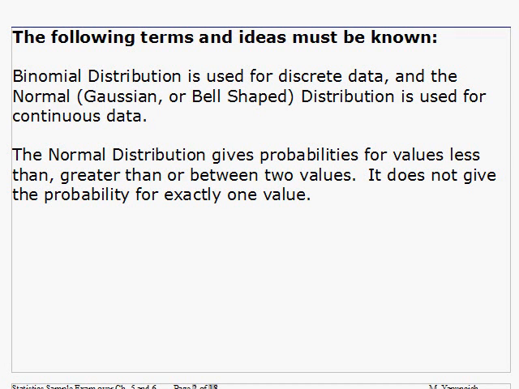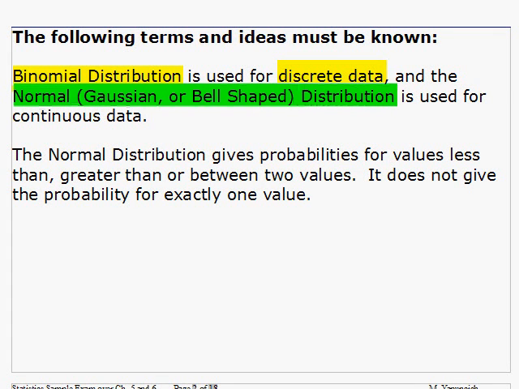You're going to have to be able to answer some questions, not just do calculations in this test. And so I'm giving you the terms and the ideas that you have to know. So know these terms and ideas. You have two distributions, a binomial distribution and what's called the normal, Gaussian, or bell-shaped distribution. The binomial distribution is used for discrete data. The normal, Gaussian, or bell-shaped distribution is used for continuous data. That's a question on the test.